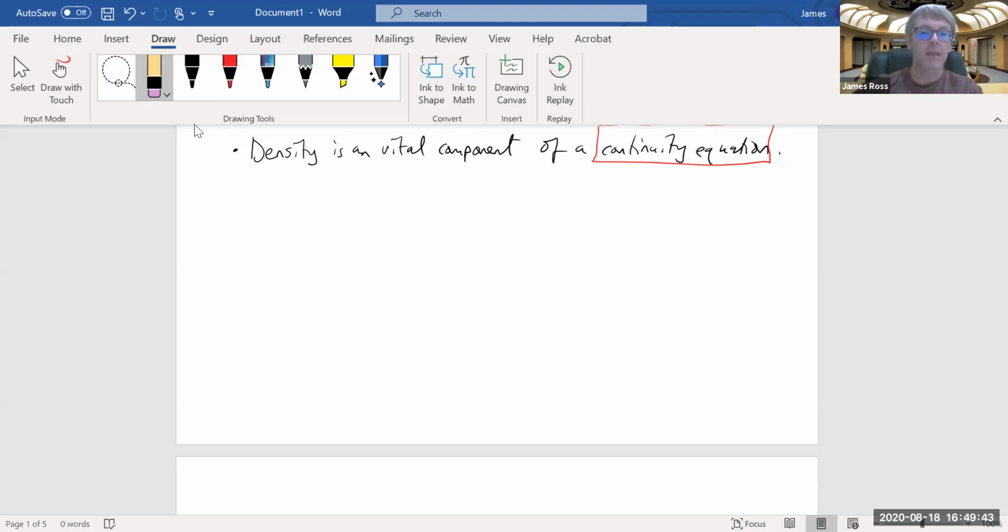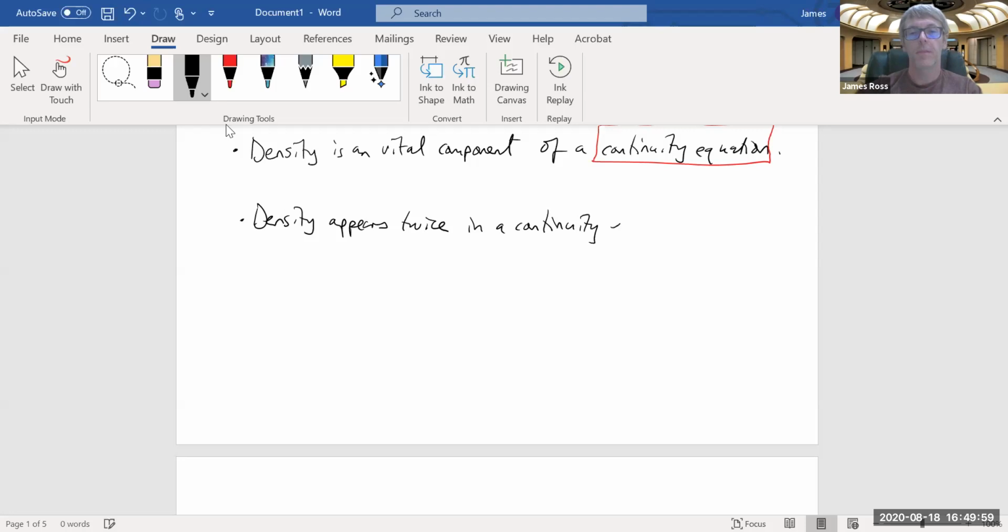Let's have a look in black ink. Density appears twice in a continuity equation. And in two different ways, that's why it's not just once. In two different ways, which kind of is redundant because of course if it's two different ways it appears twice. But I will add it anyway.